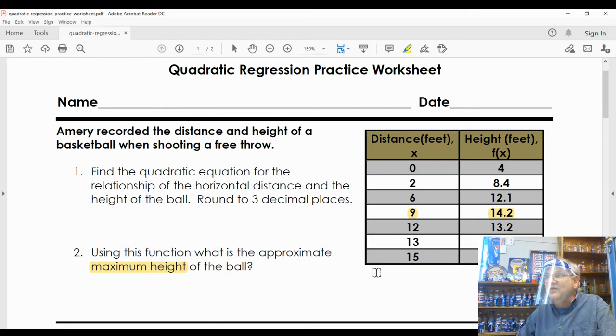Can anybody tell me what you got for your quadratic regression for number 1? So I'm going to ask Hollis, what did you get? And basically that's exactly what I have. Negative 0.118x squared plus 2.112x plus 4.215. Sounds great. The second question asks you, when is the ball going to reach its maximum height?